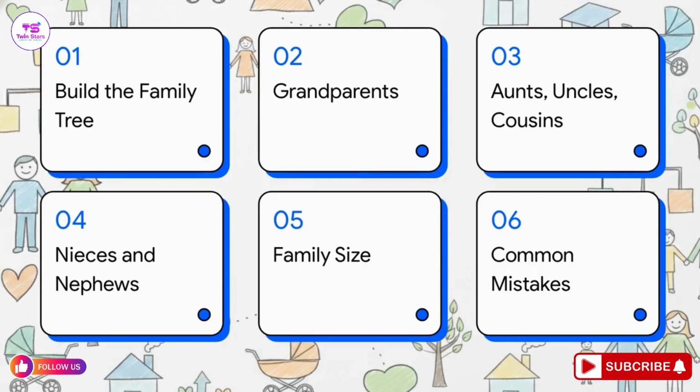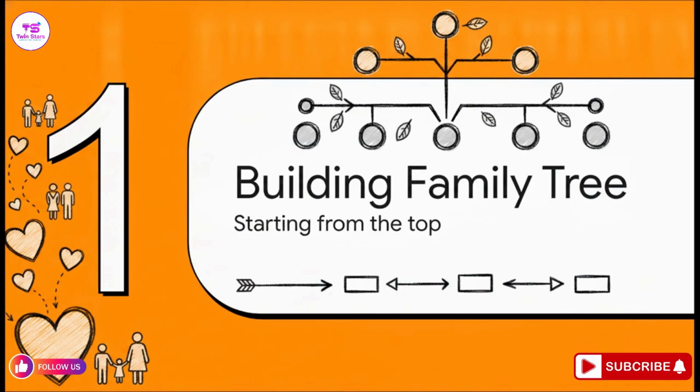Here is our game plan for today. 1. Building the family tree. 2. Grandparents and grandchildren. 3. Aunts, uncles, and cousins. 4. Nieces and nephews. 5. Talking about family size. And 6. Common vocabulary mistakes. Let's jump in.